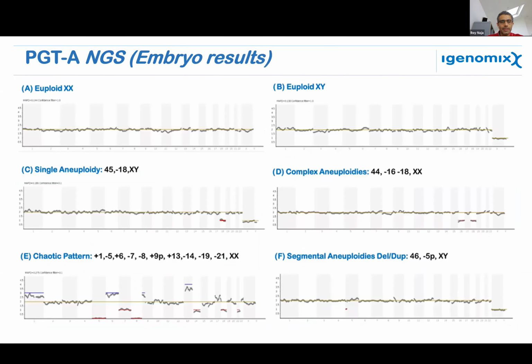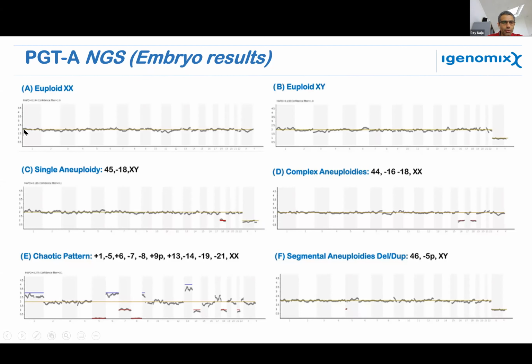So now what do you get as embryo results? We're going to go through the different scenarios, or we're going to try to cover the different scenarios that you will get. This won't be included in the results report. However, this is what the scientist at iGenomics sees. This is what we call an NGS profile. It's not very obvious here, but you've got your 24 chromosomes, 22 autosomes and X and Y, and you've got a copy number here.